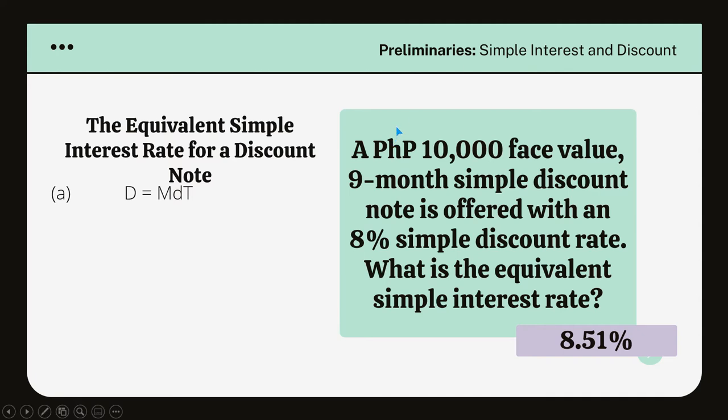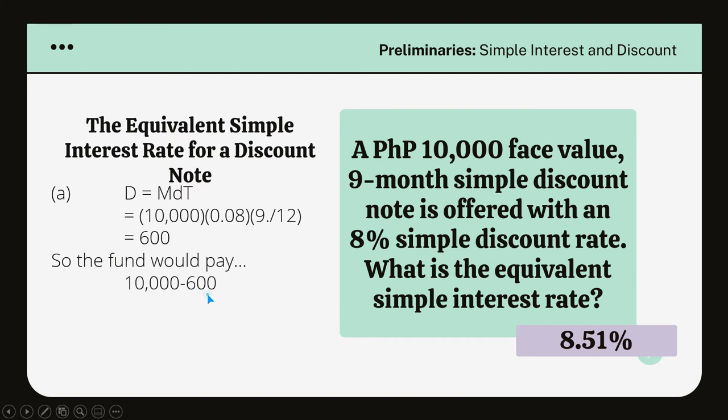And for us to find out the proceeds, we need to be aware first of the discount. Kasi yung discount yung ibabawas natin sa ating maturity value, which is 10,000. Therefore, 10,000 multiplied by 0.08 multiplied by the quantity of 9 divided by 12. So we will get 600. Now, 600 ang ating discount. Ibabawas natin siya sa ating 10,000. So that's 9,400. Therefore, 9,400 now would be our principal. Okay? Our principal is 9,400.